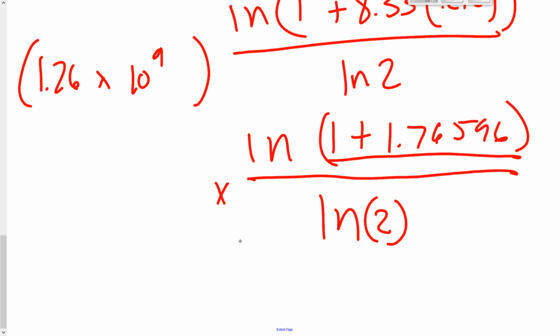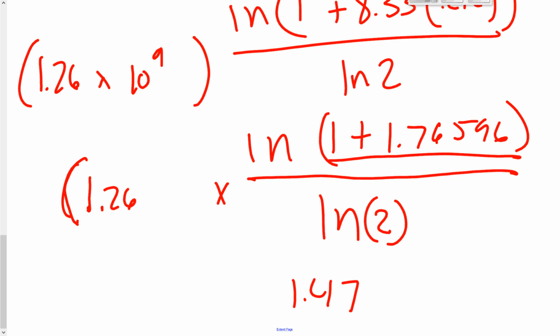So this answer is 1.46. So this answer right here is 1.47 if I round it. Okay, and I want to hit multiply by 1.26. So when I hit this multiply, I want to put what I'm multiplying right here in parentheses.